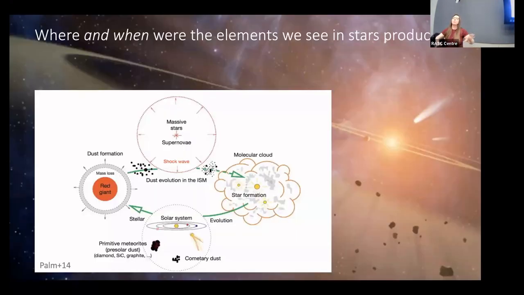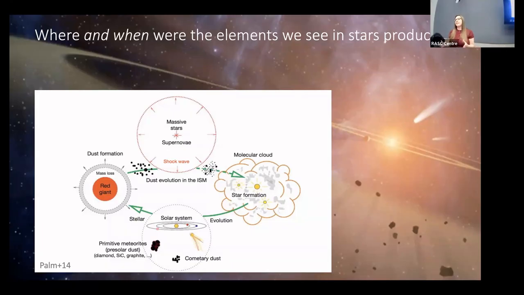Okay, so now that I've set you up with some of the basic ideas about how elements are made in different environments and different stars, I want to zoom back out and look at the big picture. So nuclear astrophysics is obsessed with the question: where and when were the elements we see in stars produced? Now, if you look at a star like our sun, you do see uranium, you do see thorium, you do see gold, but it's not being produced there. It's just hydrogen and helium mostly that is happening in the sun.